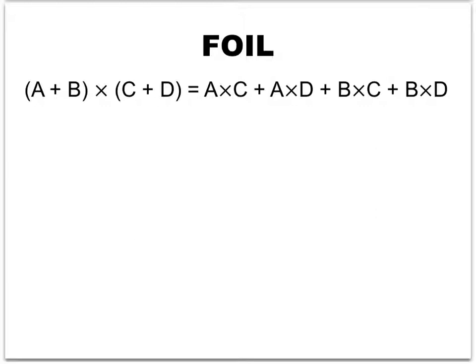And so here's our FOIL property explained in kind of abstract terms or general terms. We've got A plus B times C plus D. These A, B, C's, and D's could be numbers, they could be expressions. So here we have A times C, A times D, B times C, and then the B times D. And so that's where the FOIL property comes from. It's a repeated application of the distributive property.